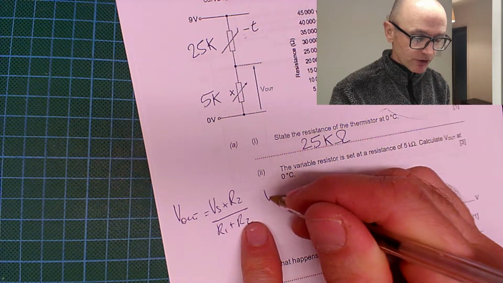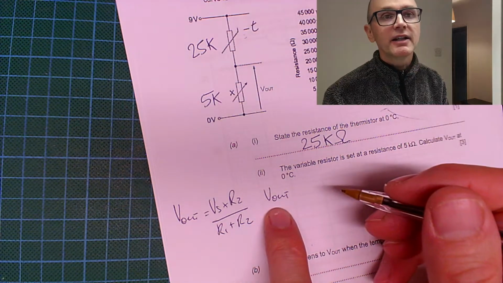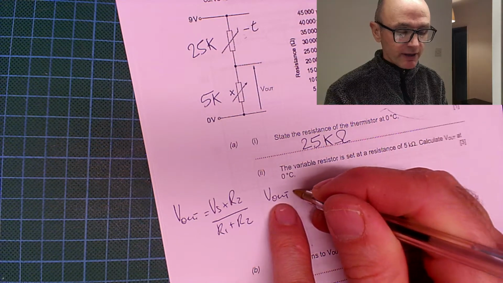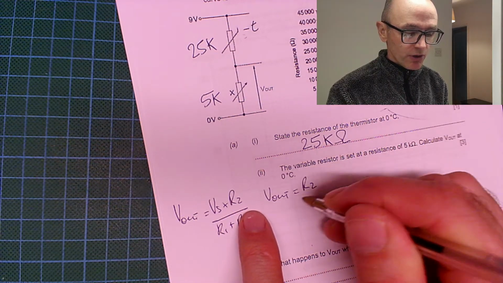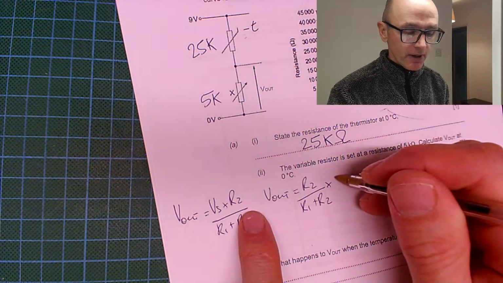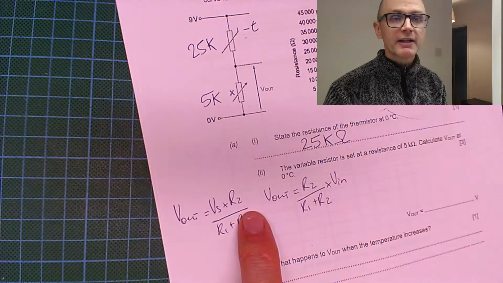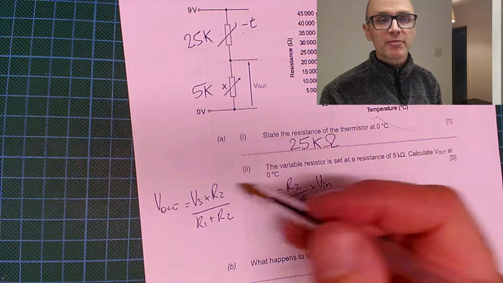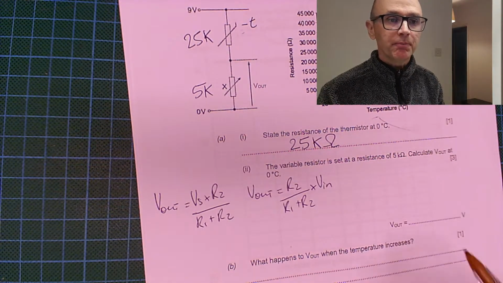Okay, so I will state it as they have in the formula sheet. So I'm going to say V out equals R2 over R1 plus R2, multiply that by, I think they called it, V in. Okay, it's the same thing there. Both of these are equivalent.